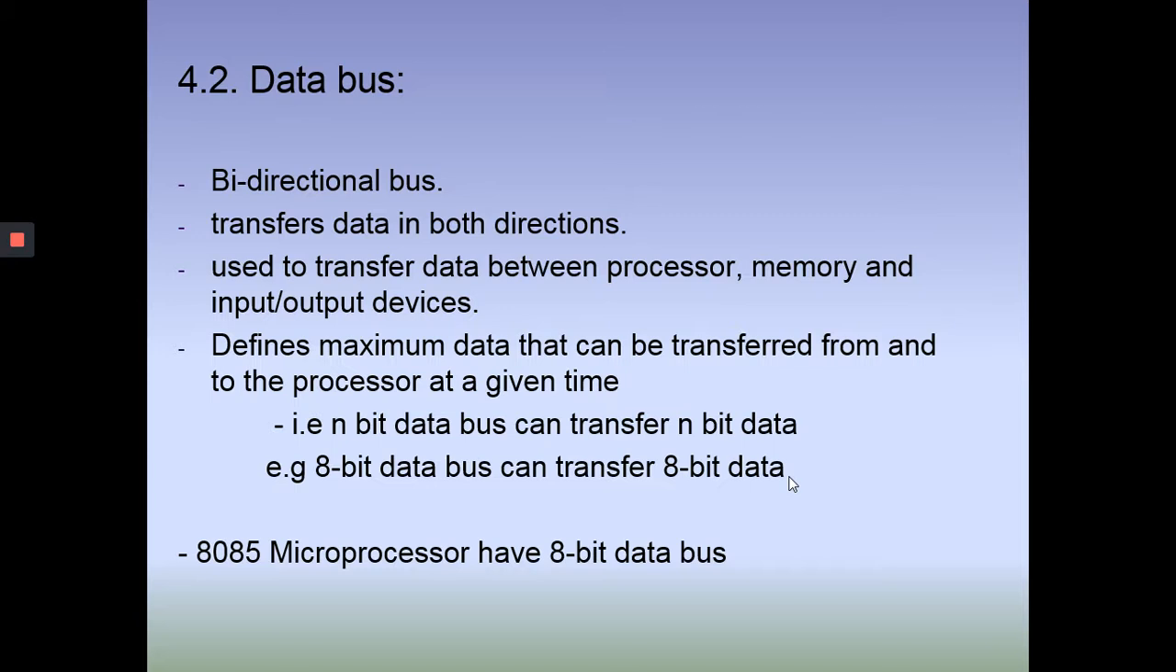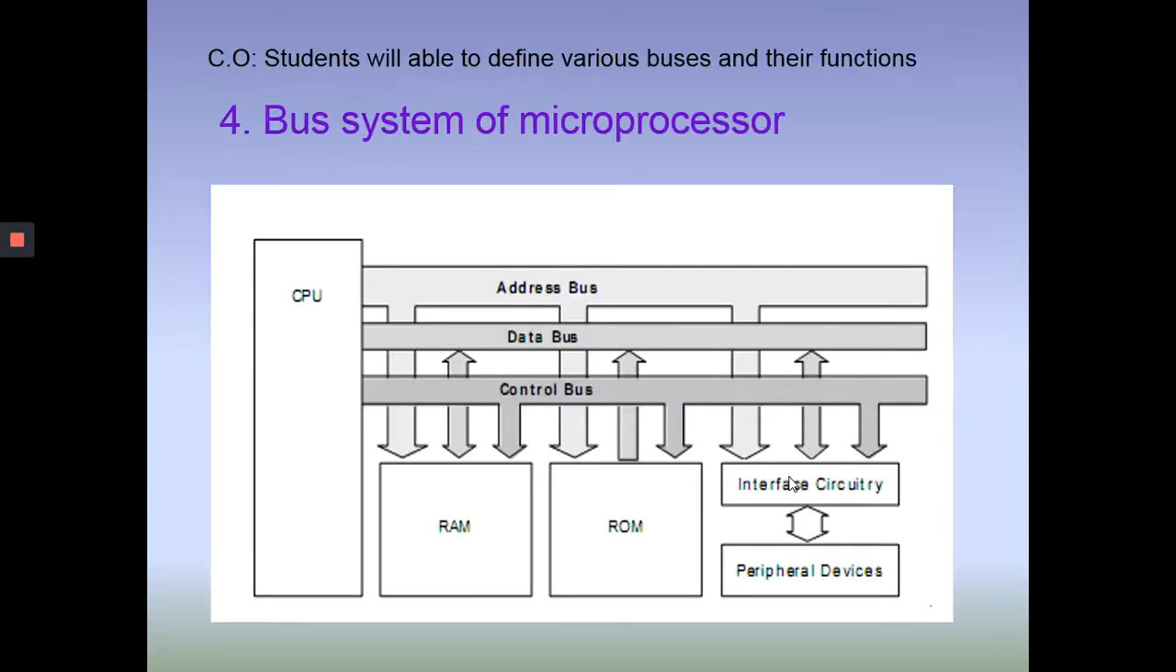So the 8085 microprocessor has an 8-bit data bus. That means from a given memory location, we can transfer a maximum of 8 bits at a time. So this is about the data bus. Now the third type of bus is the control bus. As the name suggests, the control bus is useful for synchronization and controlling the peripherals and the microprocessor itself.